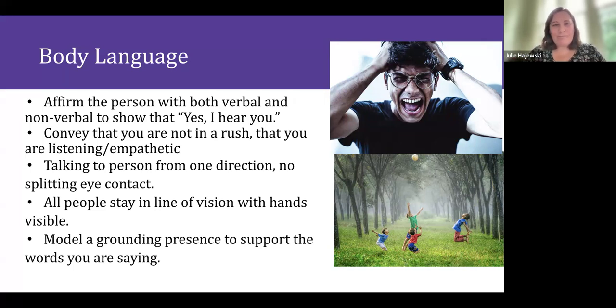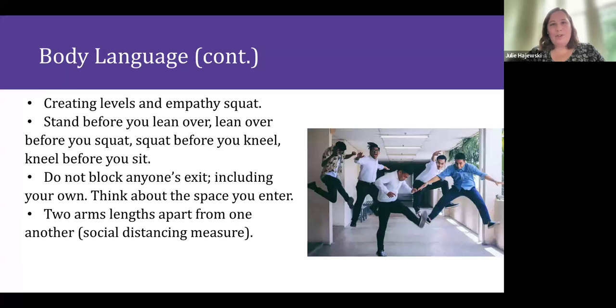Body language, levels in empathy, squat, right? Like bring yourself to that person's level, but also making sure that in that motion, stand before you lean, lean before you squat, squat before you kneel, kneel before you sit. Like you're not just throwing yourself onto a chair and turning around. I really like intentionally sit down, quietly turn.